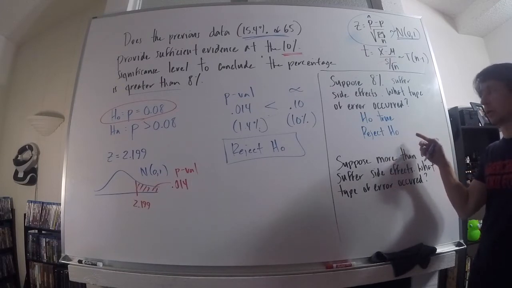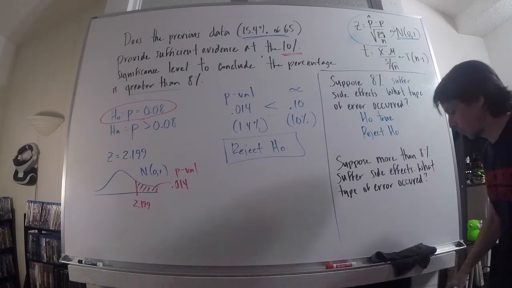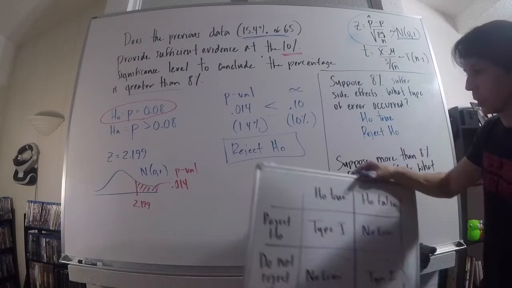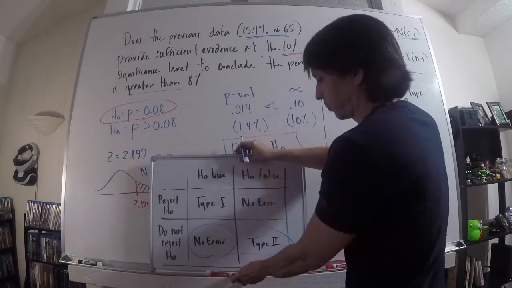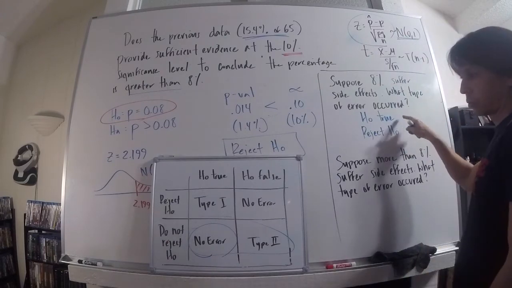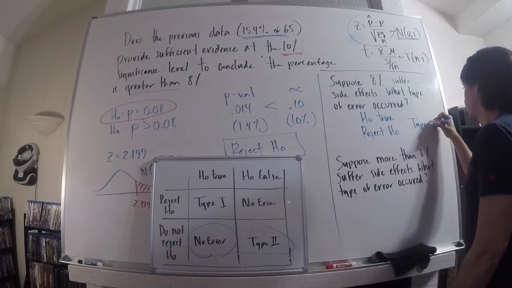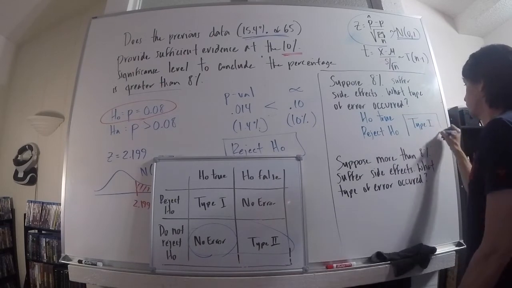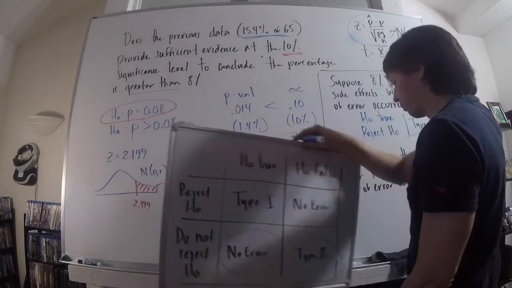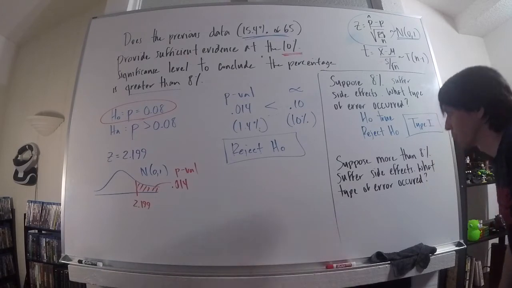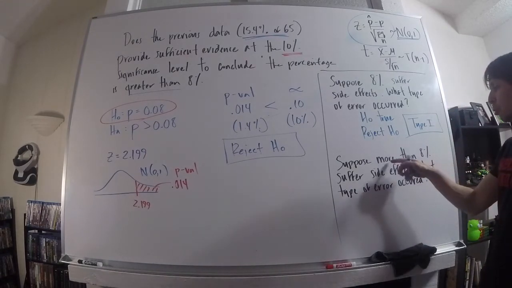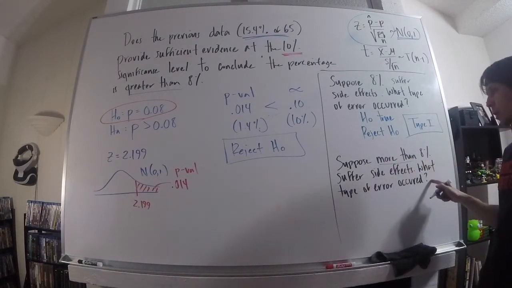We called them liars. That is definitely an error. That was a wrong decision. H0 is true. We rejected. Type 1. Next follow-up question. Suppose more than 8% suffer side effects.